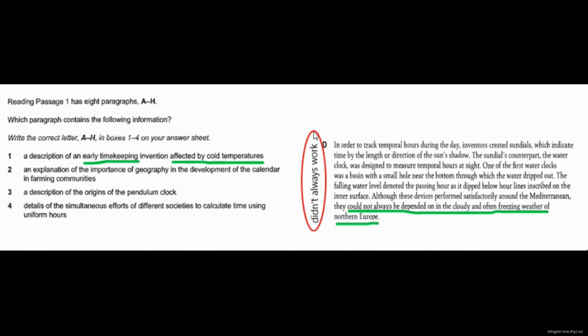So that helps me because when I look at my statements, I can look at my keywords and see affected by cold temperatures. This might very well be a paragraph that holds the information because it's a paragraph that deals with how the invention was not always effective. So this is a very important strategy I like my students to try and implement.